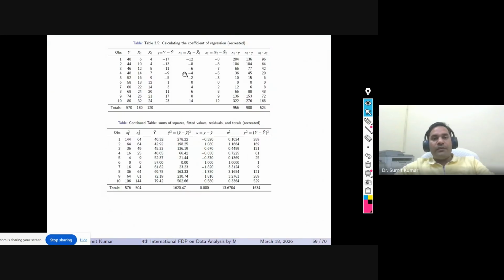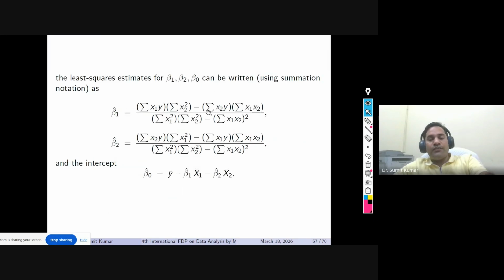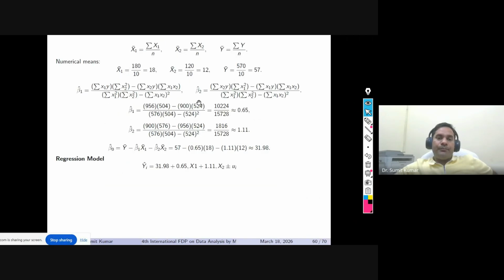The same formulas, whatever is required to calculate this function, we have calculated here. You can use Excel or some other method, which will be easy, or just make the table and paste it in. So these are the calculations. After calculation, beta 1, beta 2 and beta naught: the coefficients are 0.65 and 1.11, and the intercept is 31.9. So in this case, this will be your best fitted line.